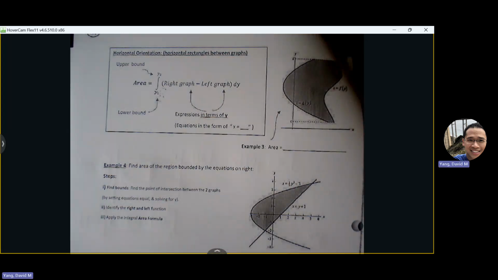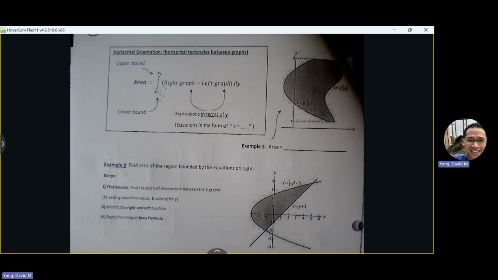Okay, are we good with the first page? What's a little bit more challenging is when the orientation switches. If the graphs are above each other, it's pretty easy. Top graph minus bottom graph, bounds from left to right.